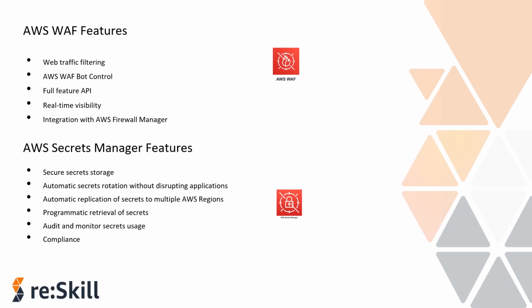Next, we have automatic replication of secrets to multiple AWS regions. That is again a beautiful feature of Secrets Manager. We can automatically replicate our secrets in multiple AWS regions to meet our unique disaster recovery or cross-regional redundancy requirements. So whenever we have our application in a different region, whether for a cross-regional setup or for disaster recovery, right?